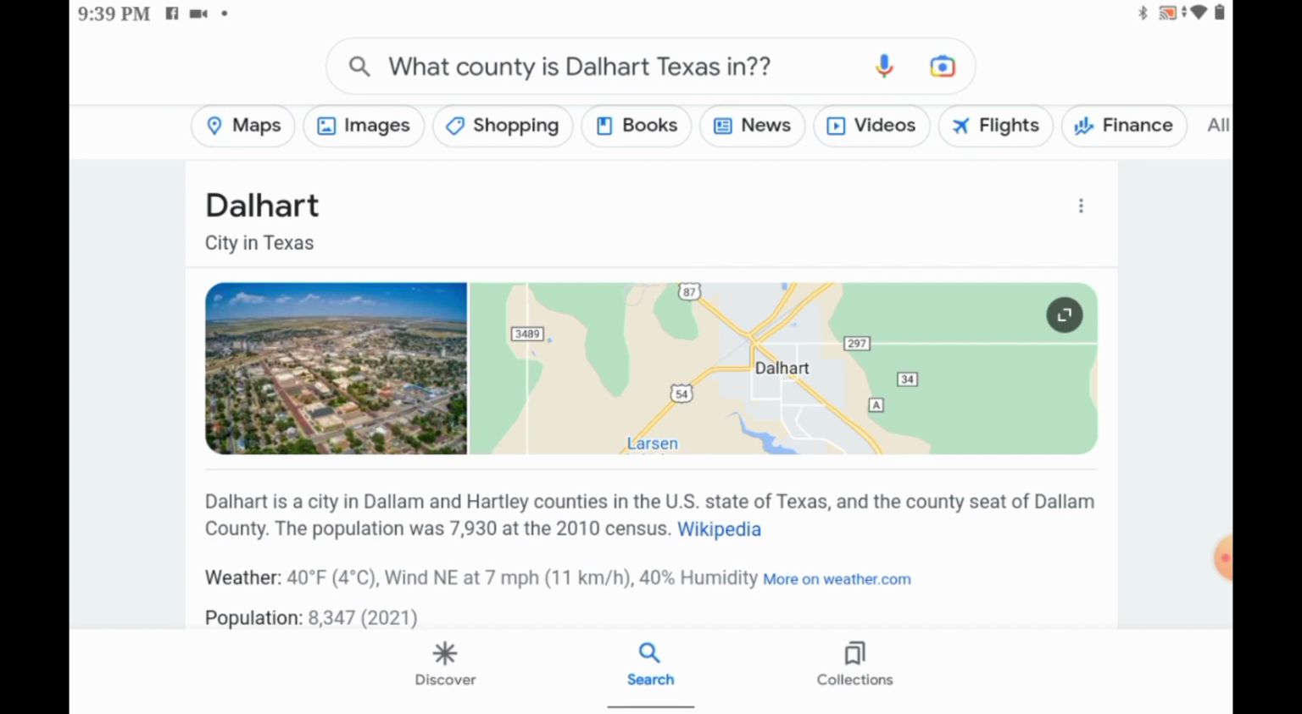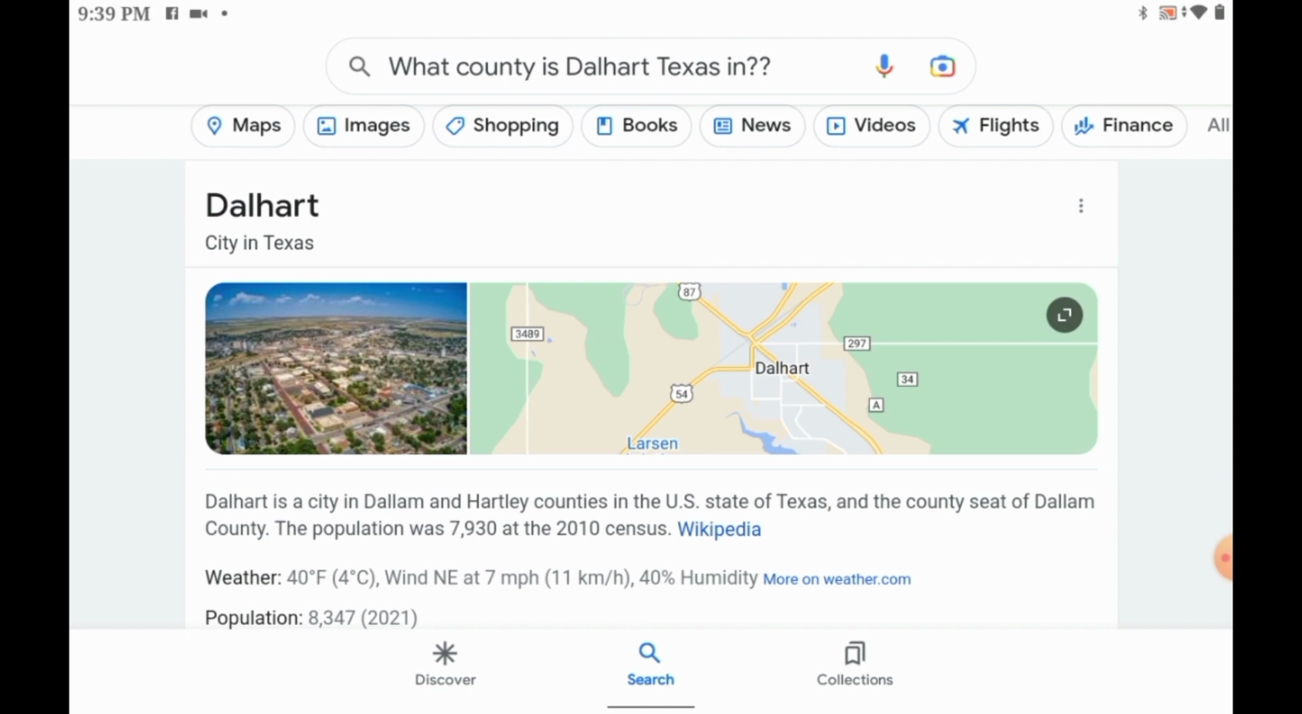Okay, so since we have lost the sound again, I am going to just read off to you what I see on here. Dalhart is a city in Dallam and Hartley counties in the U.S. state of Texas and the county seat of Dallam County. Of course, this gives the population as it was in 2010, where the other one gave it for 2021, which would be the more accurate one.